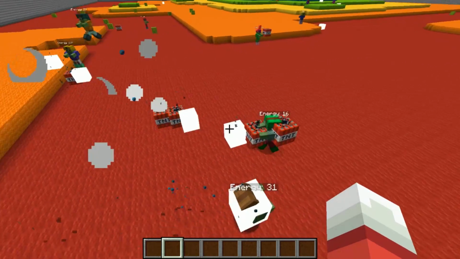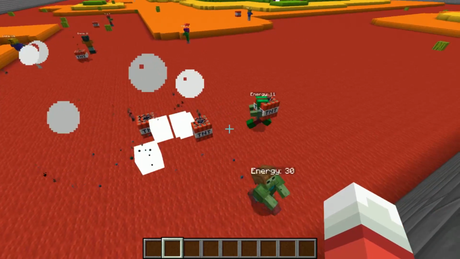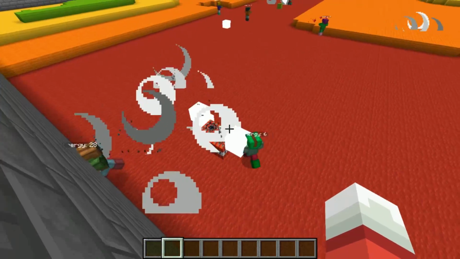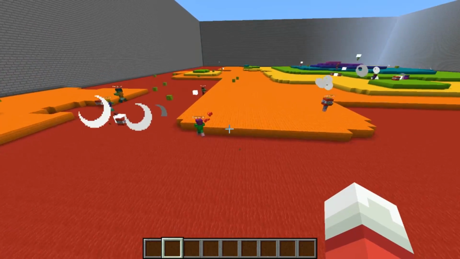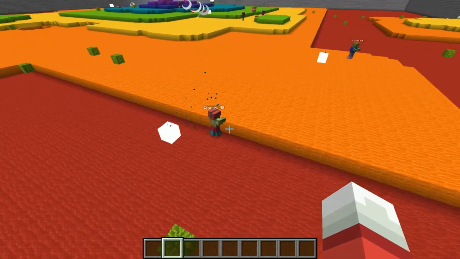This zombie is spitting out way too much TNT. Again, he's just going to die really fast, and he's dead. Okay. So this is what it looks like at the beginning, and they're pretty bad.